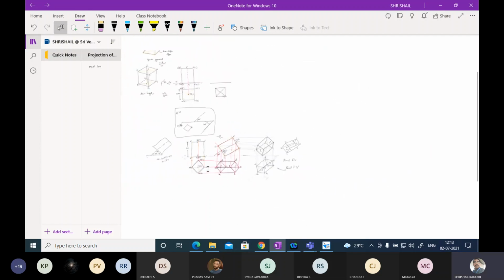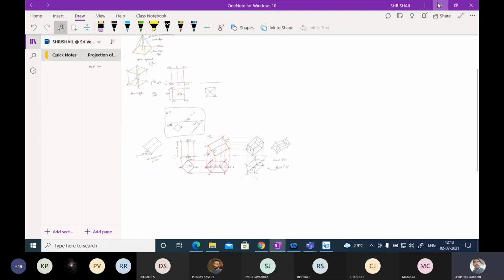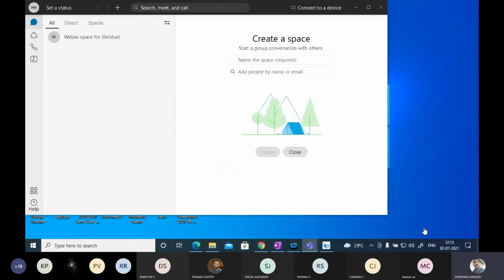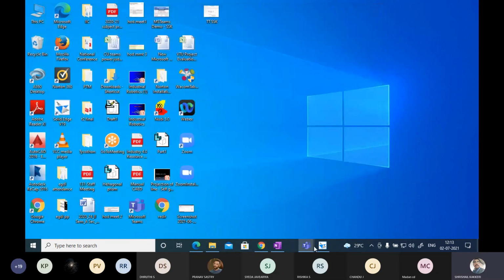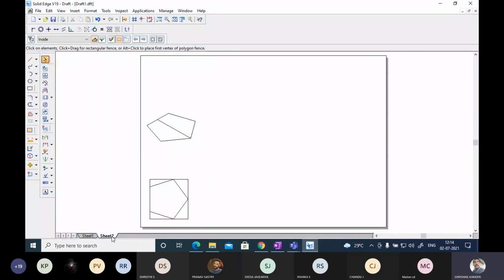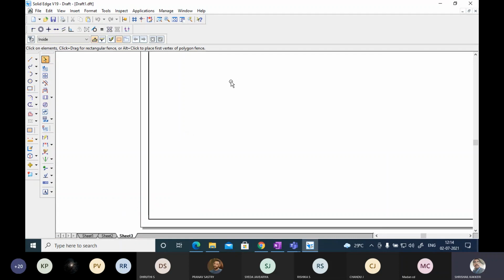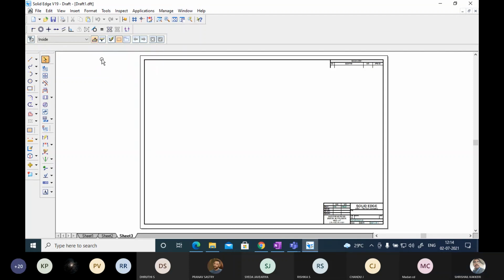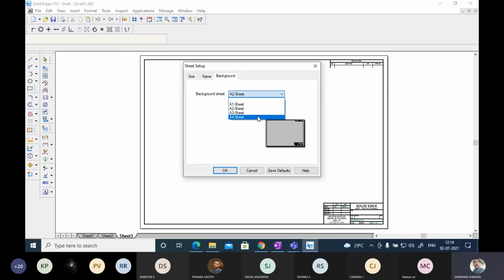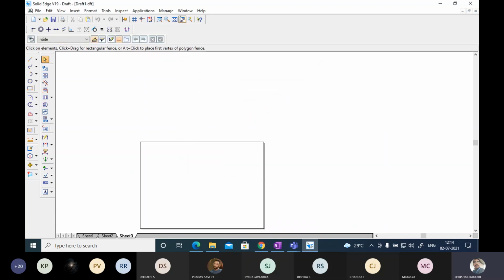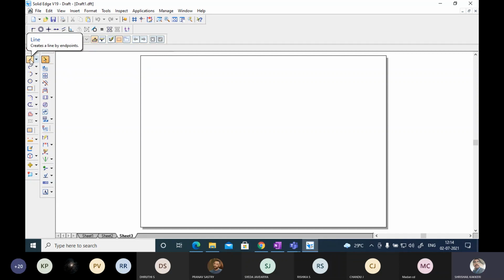Now I'll be showing it to you by using our regular methods. Be careful and look at what I'm going to do. Page setup, A4 size sheet. Now here, I'm going to discuss the constructional features.